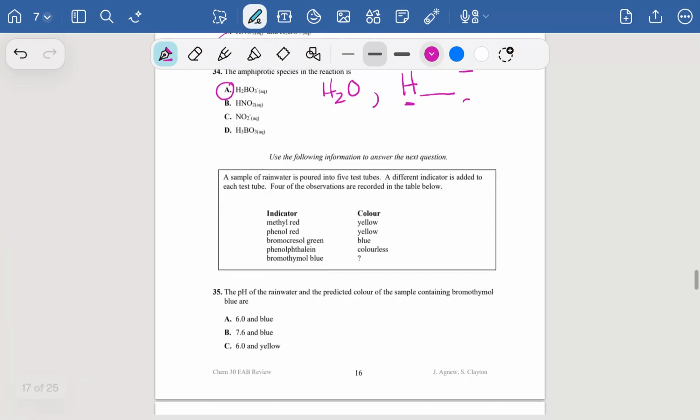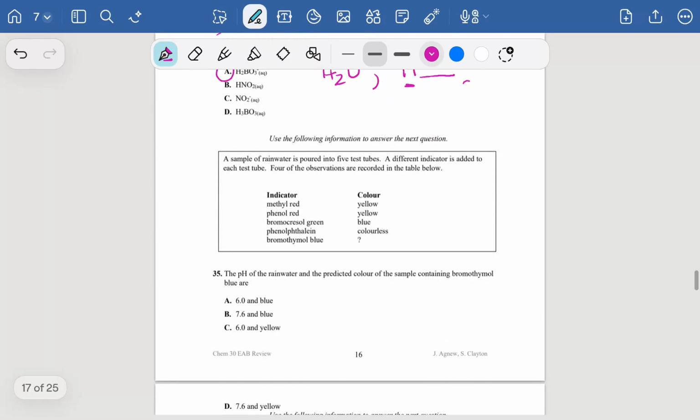Question number 35 is definitely using our indicator information. So you might want to look at your indicator page to help you here. And to start off with, it's asking about the pH of rainwater, and then it's being tested. So methyl red being yellow, if you look at your indicator page, that means your solution has to be greater than a pH of 6. Phenol red being yellow, looking at your indicator page, it means your pH has to be less than 6.6.